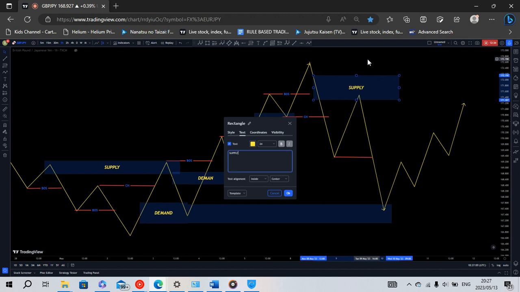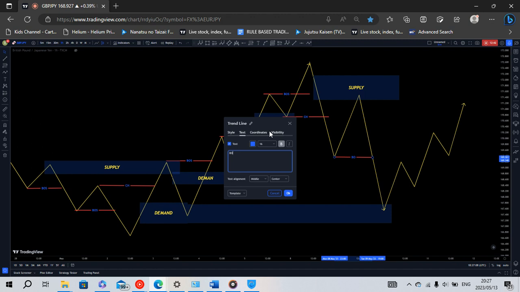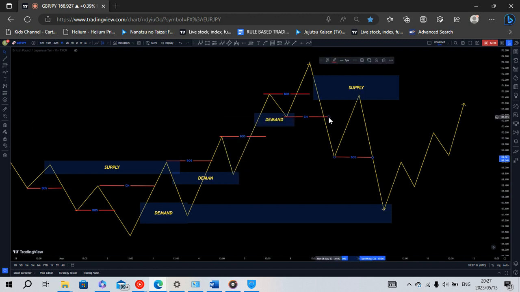For pricing supply. Okay. Supply, and then here it breaks the structure again. So you can see, boss. This is the boss, guys. You must always follow the boss and the coach, which is the change of character. You must follow the boss and the coach to be a good player, guys.